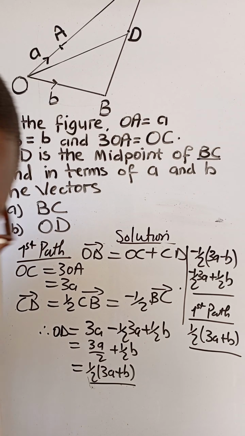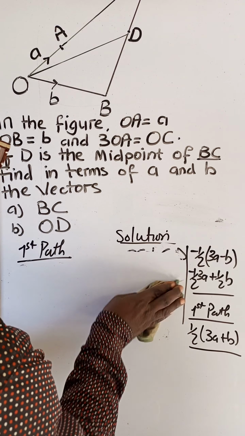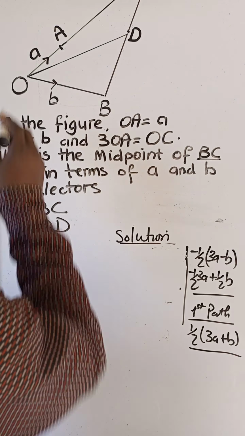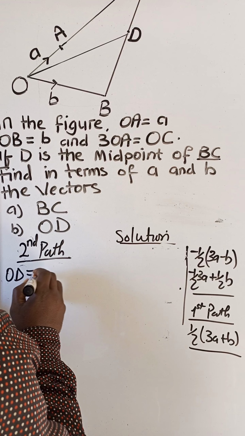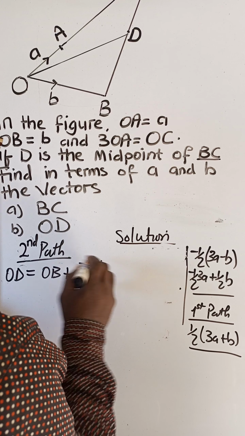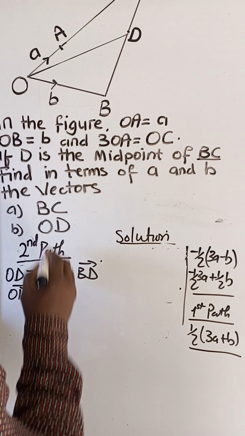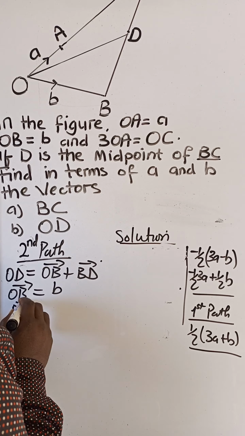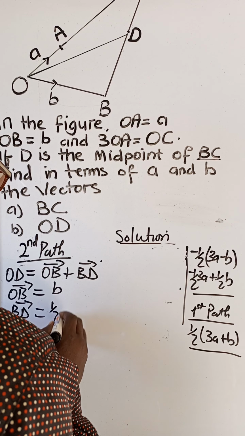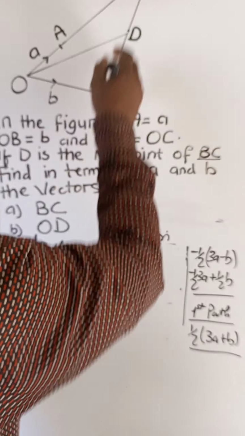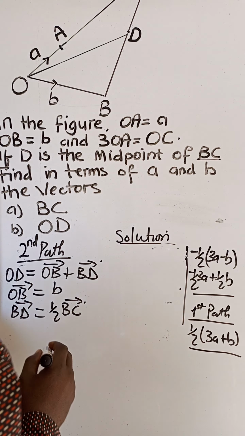Now let's look at the second part. What result do we get for the second part? The second part says OB plus BD. So OD is OB plus BD. Now let's take the components. OB in our question is just small b. And then BD. Since D is the midpoint of BC, BD will be half BC. From B to D, you are moving upward. It's in the same direction as BC, so we don't bring in the negative sign.